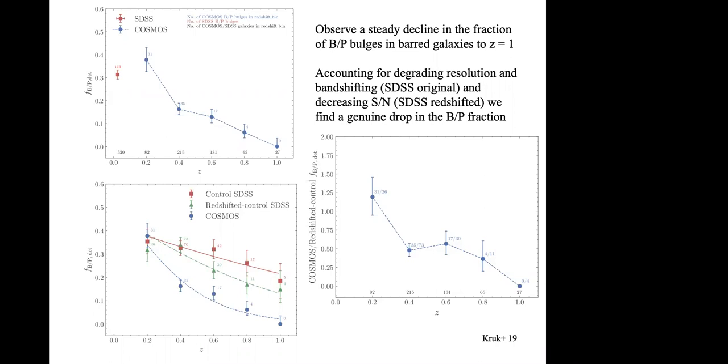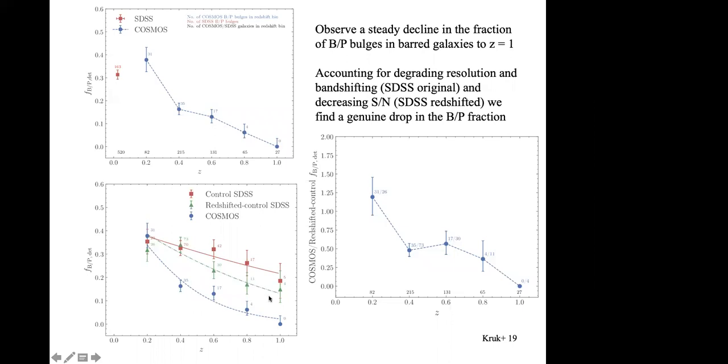But there's another thing that happens, which is as you go further and further away, to higher and higher redshift, you have cosmic dimming. And that cosmic dimming results in lower signal to noise. When we take that into account, when we add noise to the real observed galaxies and then recompute whether we find a box peanut bulge, we get something that is shown by these green points. So you see the fraction drops quite considerably as you move out in redshift. You go from having about 40% of galaxies with box peanut bulges to about 15% having them.